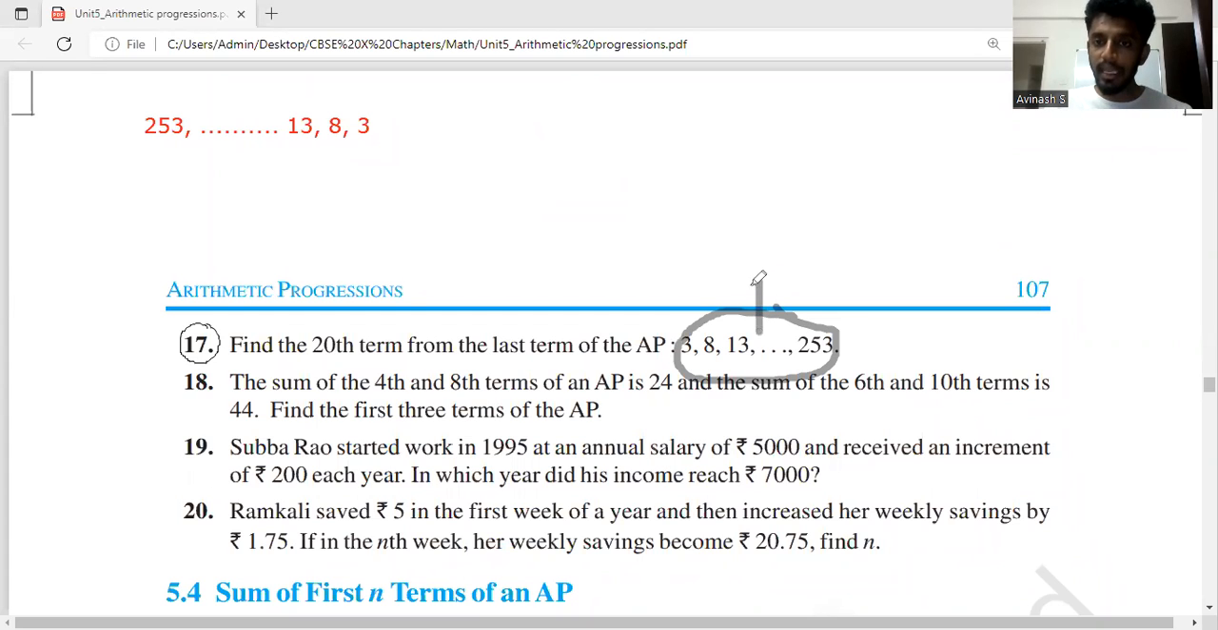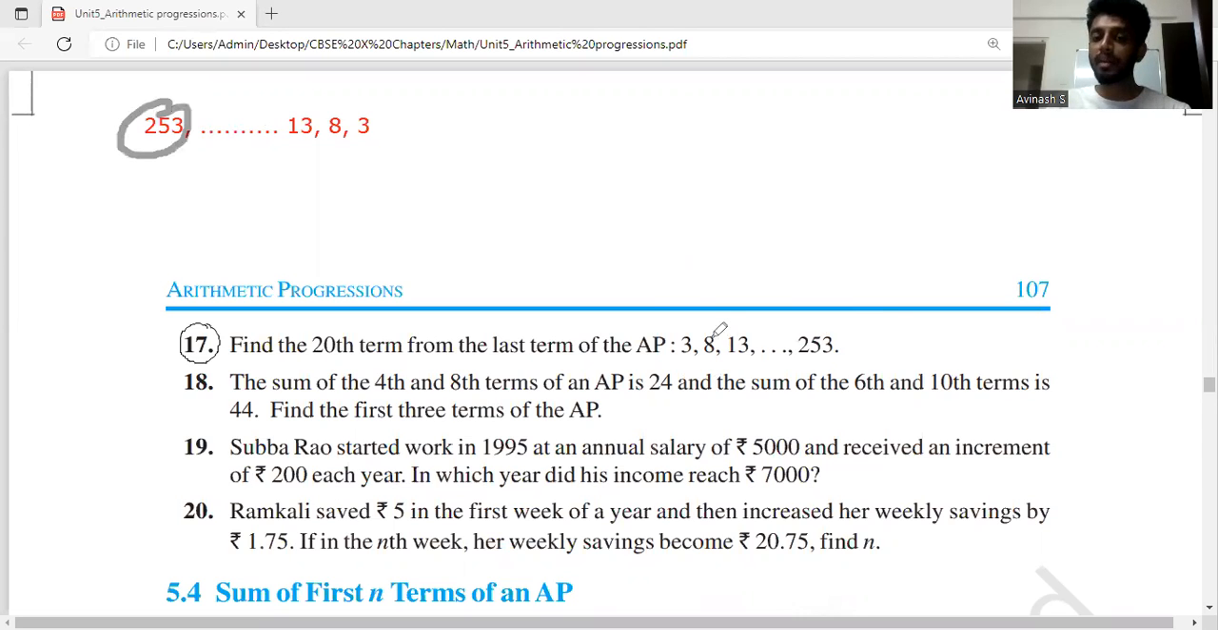Now for the given AP, whatever they have given, the common difference is 5. If you look at it, then for the reverse AP, the common difference will be minus 5. Because here we don't know the next term. In the AP that they have given, it is easy to find the common difference. You can see 8 minus 3 is 5, 13 minus 8 is 5. But in the reverse AP, we only have one term in the beginning.